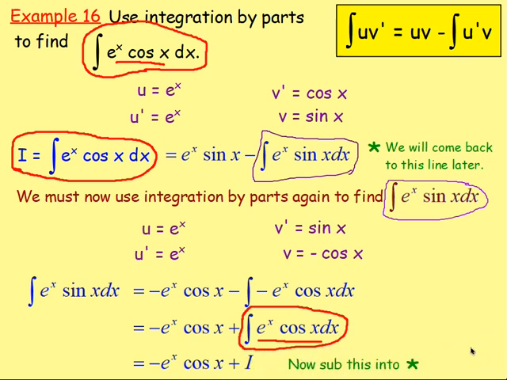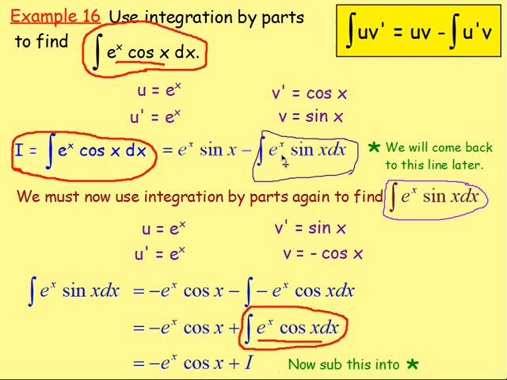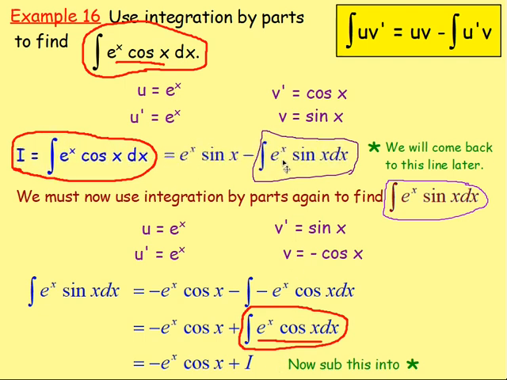And what we then do is we go back up to this line here. So we go back up to this part and we replace this bit that's got the purple around it. We replace that with our answer. So we found the answer to that was negative e to the x cos x plus I. So we can sub that back in here.